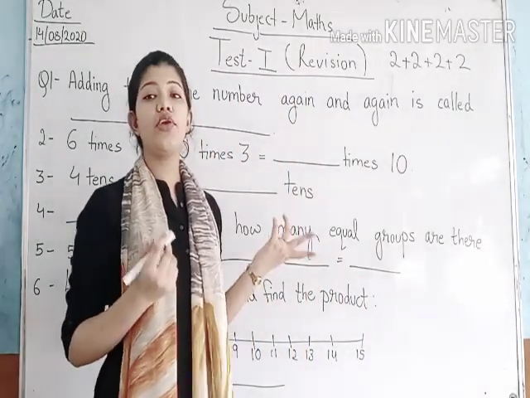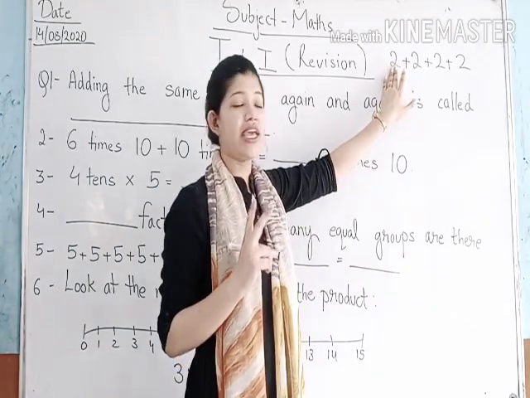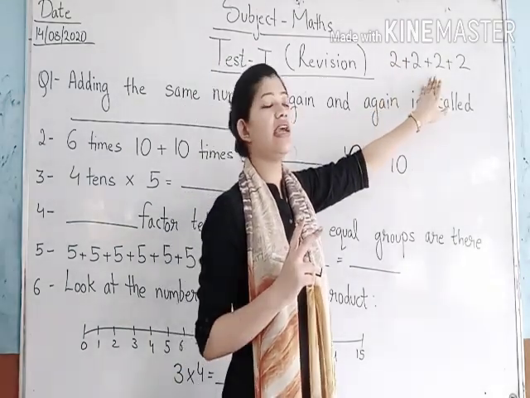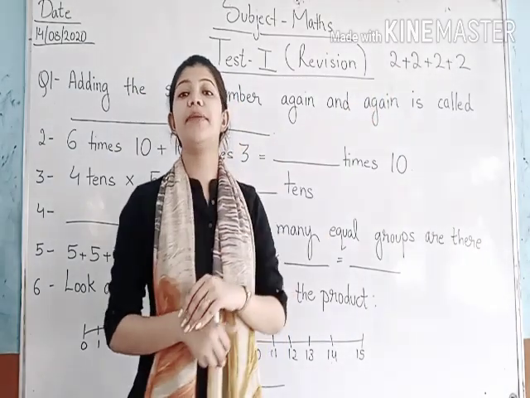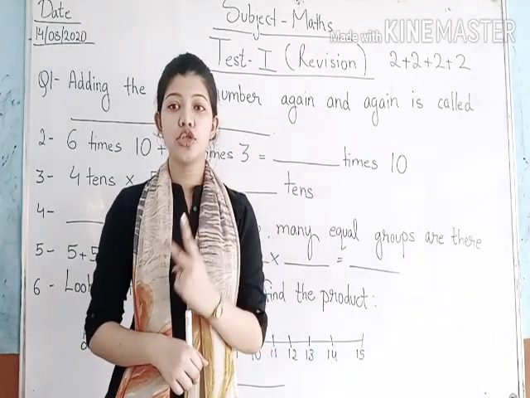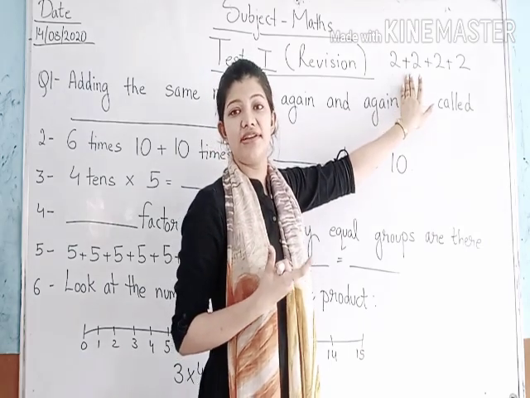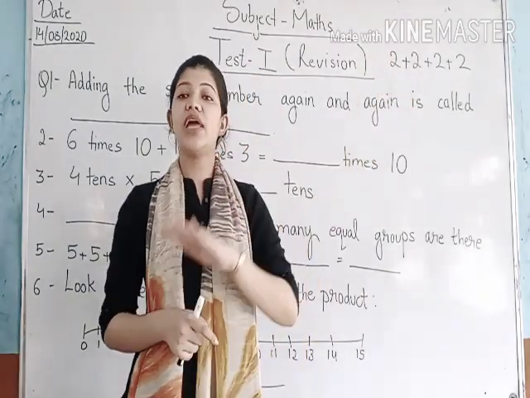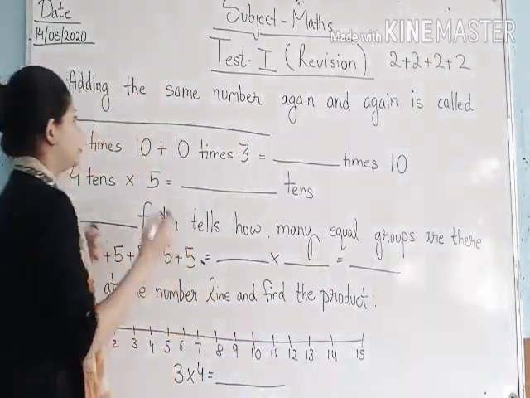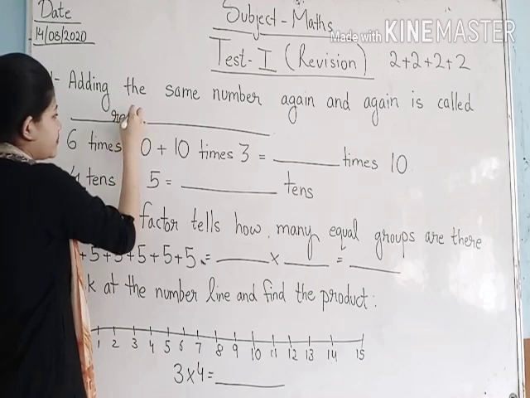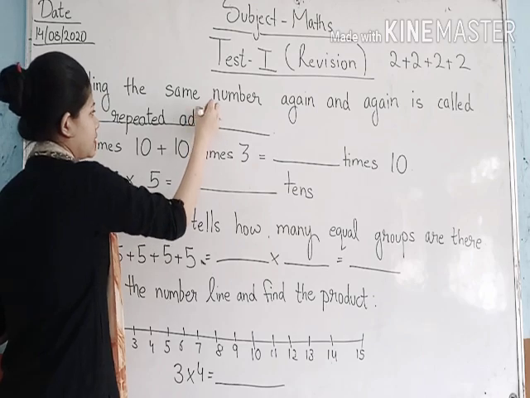So what are we doing here? We are doing repeated addition of number 2. We are adding number 2 again and again and again. So adding the same number again and again is known as repeated addition. So the first answer will be repeated addition.